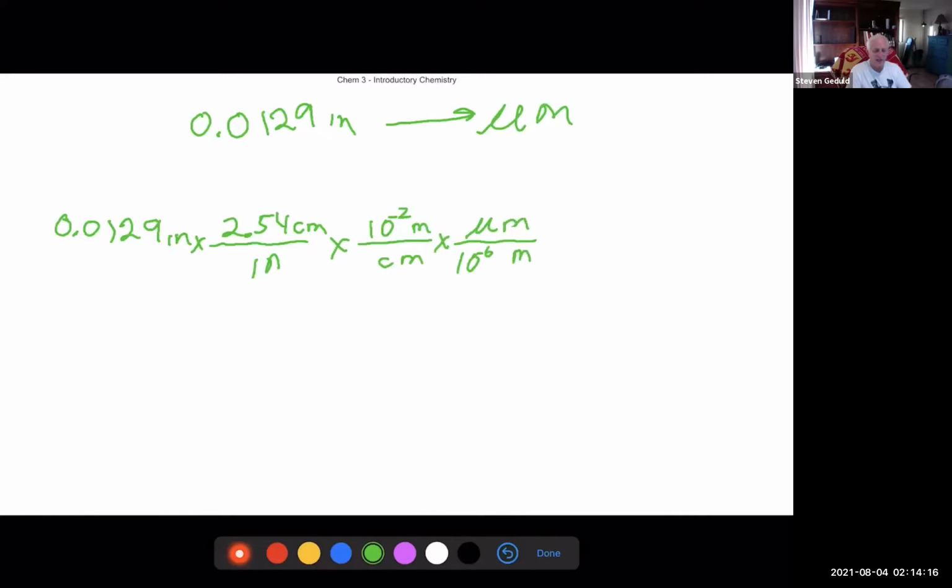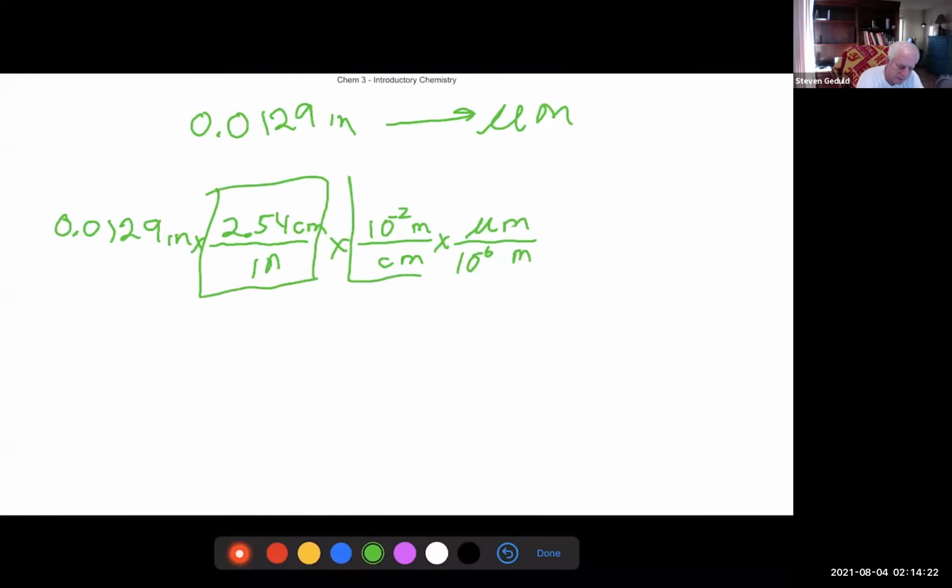Again, everything is equal to 1. Every conversion unit here, every grouping. Okay, there's 2.54 centimeters in 1 inch. There's 10 to the minus 2 meters in 1 centimeter. And there's 10 to the minus 6 meters in a micrometer.